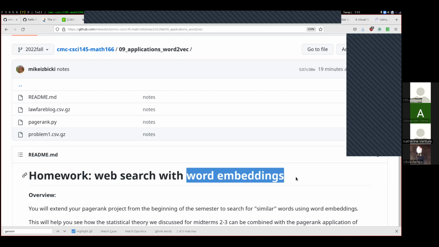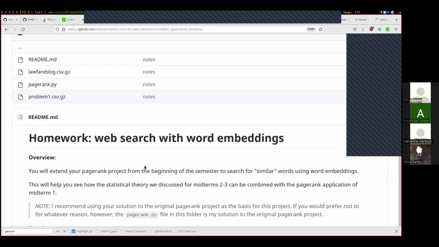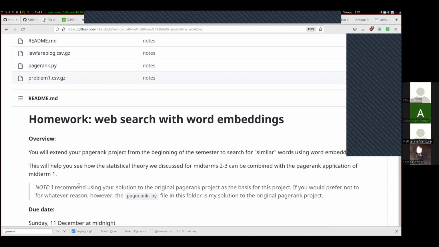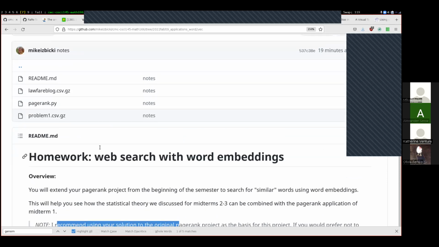A question, Kieran: do we have to clone the repo for this assignment? The answer is that you're going to be building off of your previous PageRank project, so you should all have your own repository for that. I recommend just building off your previous solution, but I have also included my solution to the previous problem if you would like to use that.